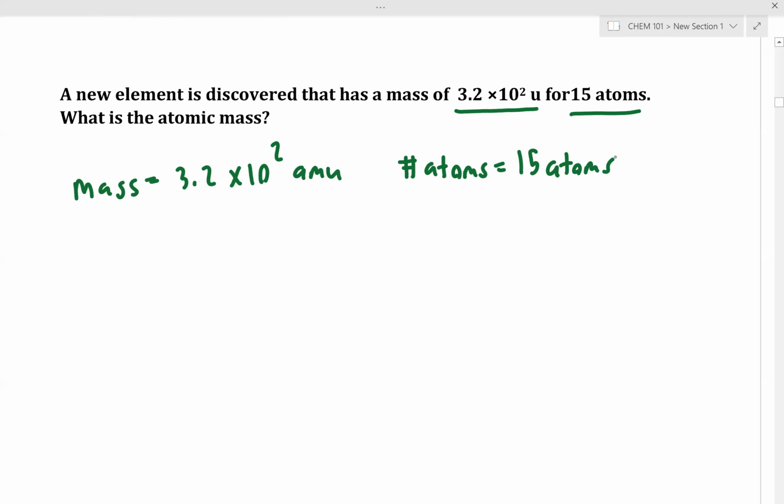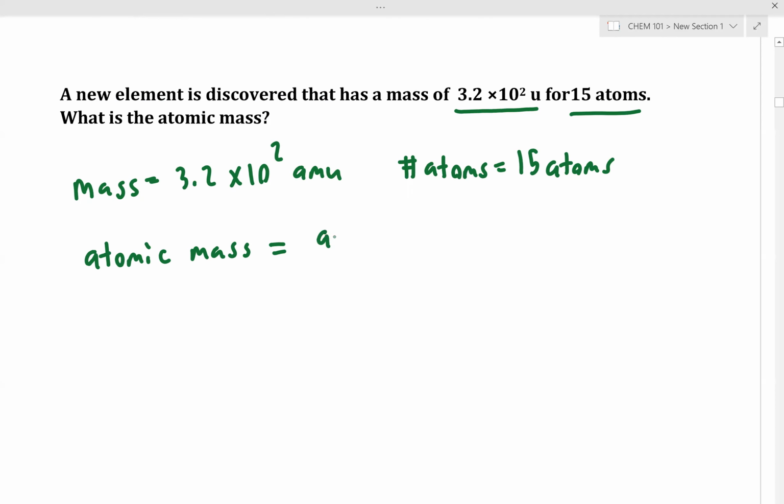So do we have enough information if we wanted to calculate the atomic mass? Yes. So thinking about this just from a unit perspective, the atomic mass is what set of units? What over what? What are the units for atomic mass?